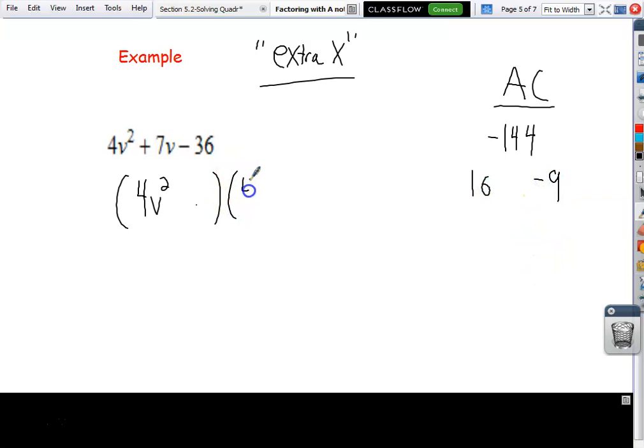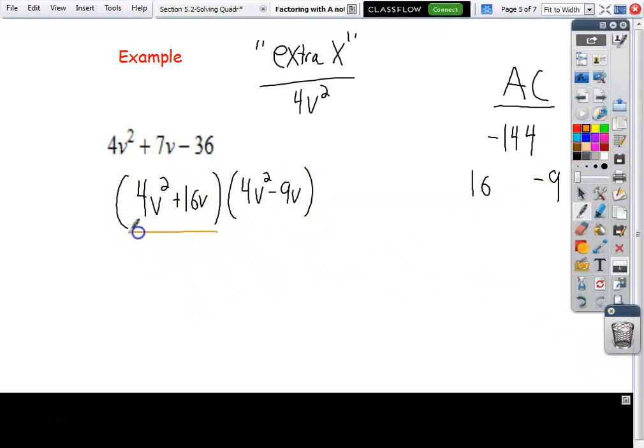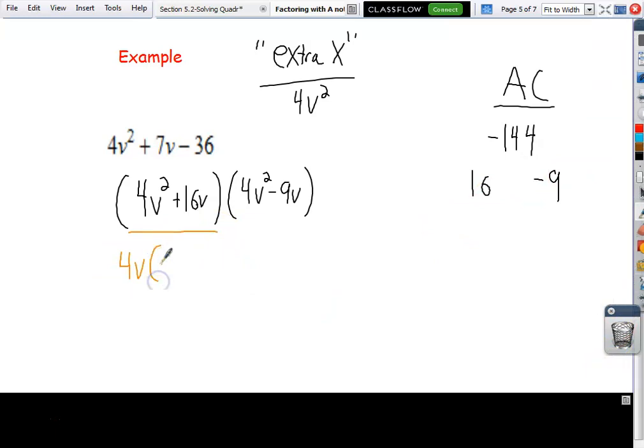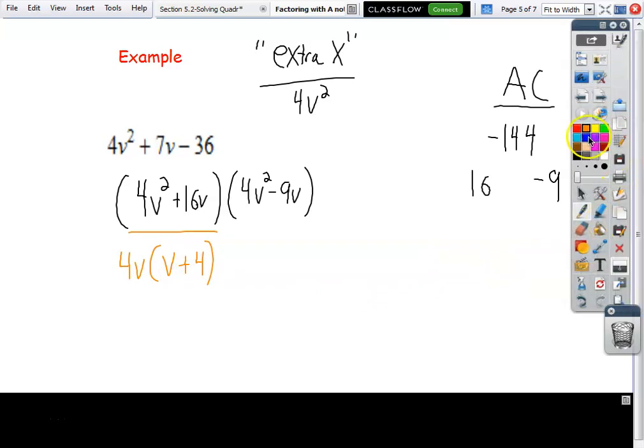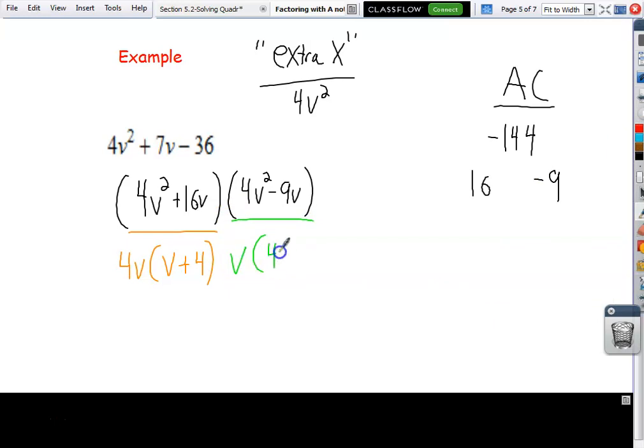So I begin to write my extra here, which the extra was 4v squared. I know in the end I can't have that, but I'm trying to get rid of that when I factor out GCFs. So I write the 16v and the negative 9v. No, it does not matter where you put the 16v and the negative 9v. Looking at these first two terms, what is their GCF? Why, it's 4v, leaving me with v plus 4. What is the GCF of these two terms right here? Why, it's just v, leaving me with 4v minus 9.